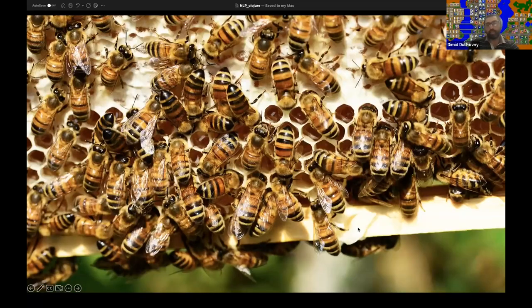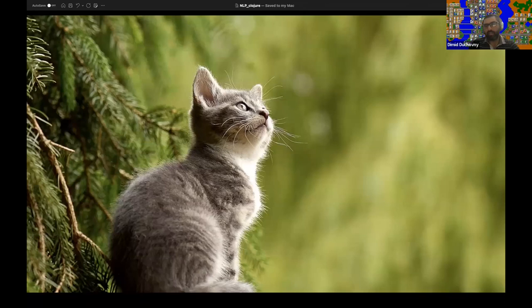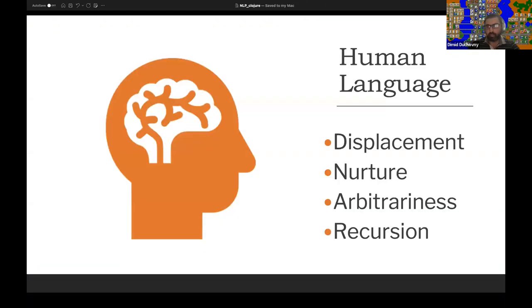Bees have a special dance, which they use to message about sources of food. And speaking of dogs and cats, we somehow know how to understand them, although we don't speak their language, right? So here are a few properties of human language. We don't know if other animal species also possess these properties, but we do know they occur in human language. One interesting property is displacement.